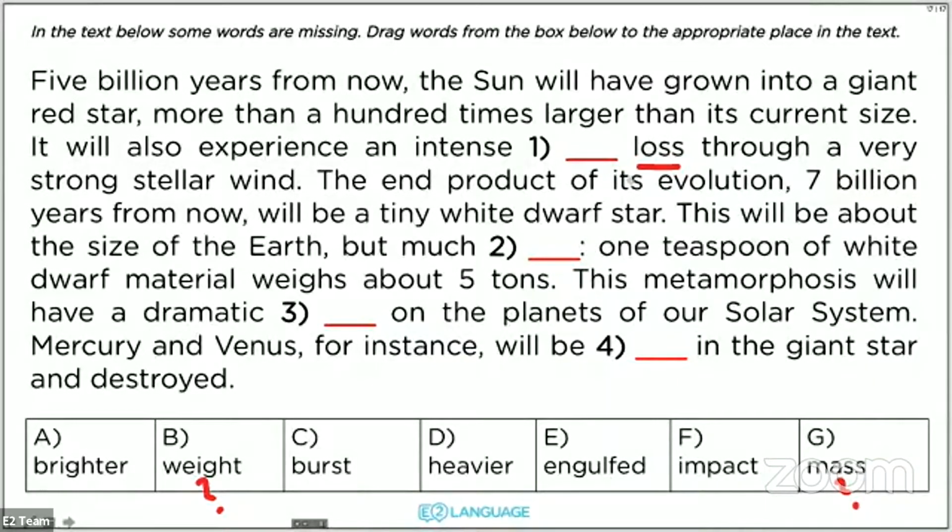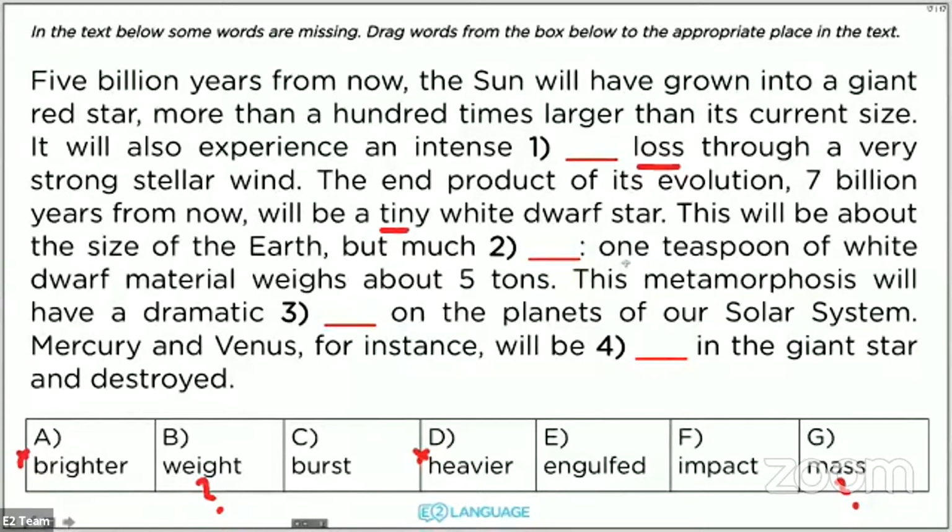Fine. Through a very strong stellar wind, the end product of its evolution 7 billion years from now will be a tiny white dwarf star. So, okay, it could be weight or it could be mass because it's tiny, okay? So it could lose weight or it could lose size in mass. This will be about the size of the Earth, but much, okay, is it going to be much brighter? That's possible. Or is it going to be much heavier? That's also possible. So we can't really decide yet.